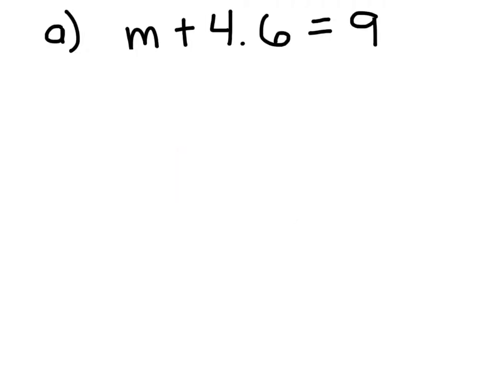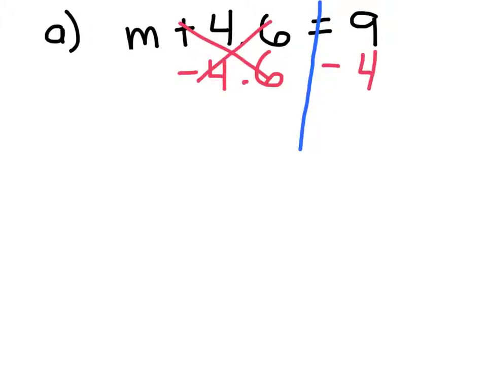Okay, so example 1, letter A, says to solve m plus 4 6/10 equals 9. So here's what I'm going to do. Our goal is to solve this, so that means to get the m all alone on its own side. We're going to use inverse operations. So they're adding 4.6, so we want to do the opposite of adding 4.6, and that's subtracting 4.6. So I'm going to subtract 4 6/10. Over here I'm going to do the same thing, minus 4 6/10.